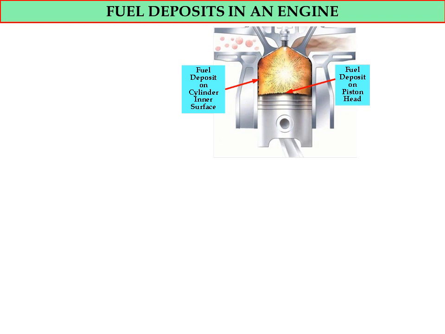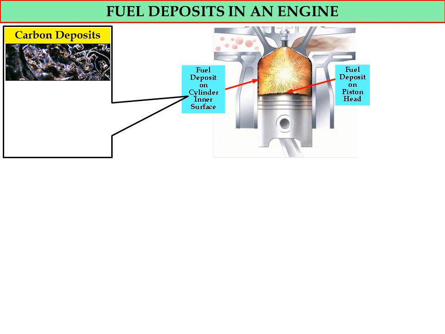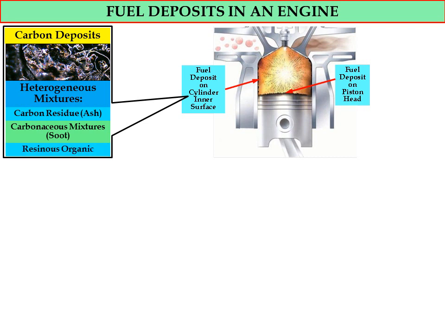So we have deposit accumulation on different parts of the engine. The figure shows the fuel deposit on the cylinder inner surface and also on the piston head. And normally we have what is called carbon deposit. So the black particle actually refers to the carbon deposit. Normally this material comes from the usage of high density and high viscosity fuel, such as biodiesel fuel. And the carbon deposit is actually a heterogeneous mixture that consists of carbon residue or ash, carbonaceous mixture, soot, and also resinous organic material.